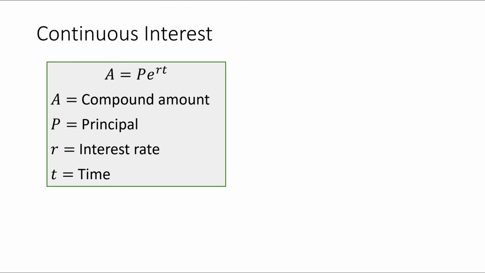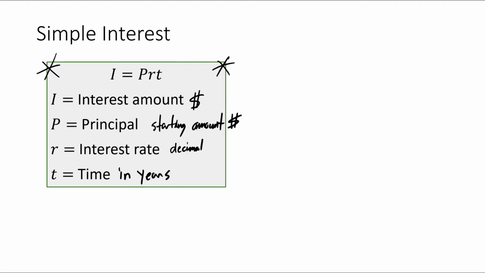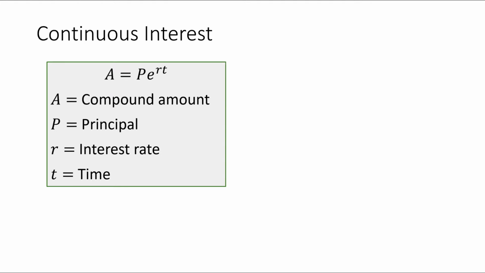So it's kind of the ending amount, and that's what we're solving for here. As a reminder, simple interest solves for the interest amount, not the final amount. But continuous interest does solve for the final amount. And then we have principal, our interest rate R, and then time T. Those are the exact same as our simple interest formula.